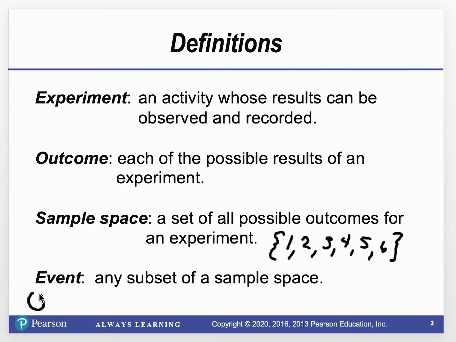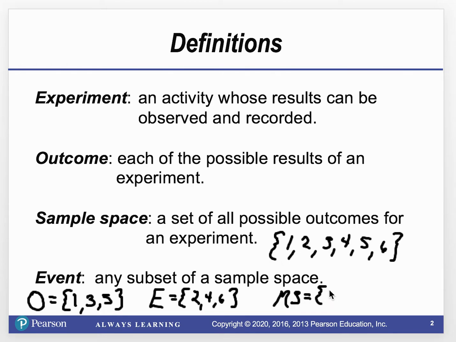For example, we might call our event O if we were talking about rolling an odd number. Then our event would be 1, 3, 5. Or we could talk about the event E, rolling an even number. By the way, we typically shorthand our events with a capital letter. So our event would be 2, 4, 6. We could have an event saying the multiples of 3, right, which would be 3 and 6, or the event a number less than 4, on and on and on.